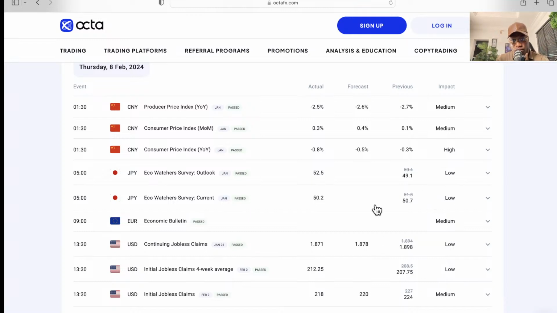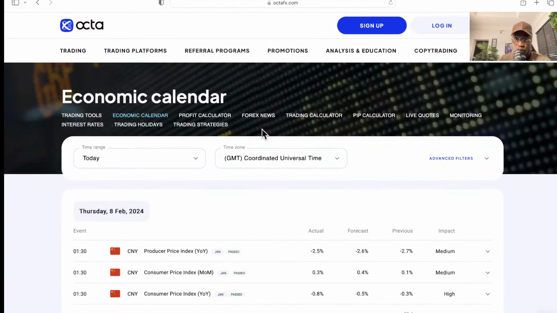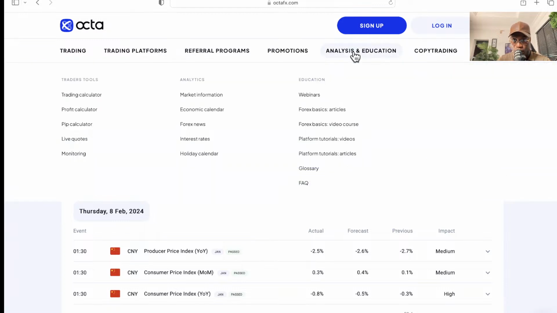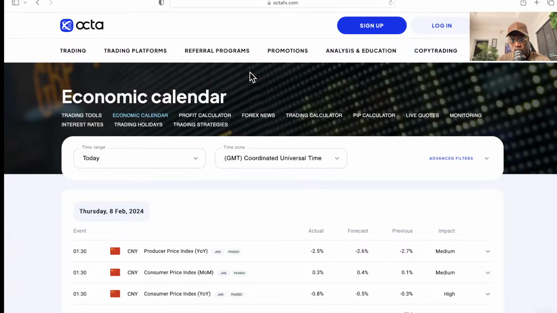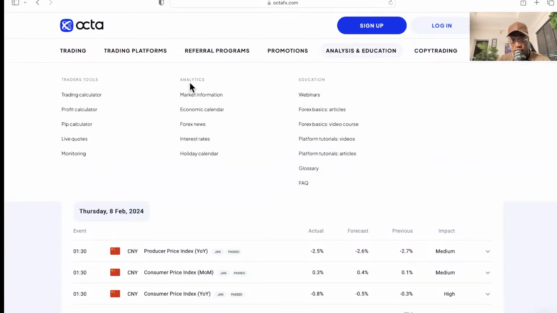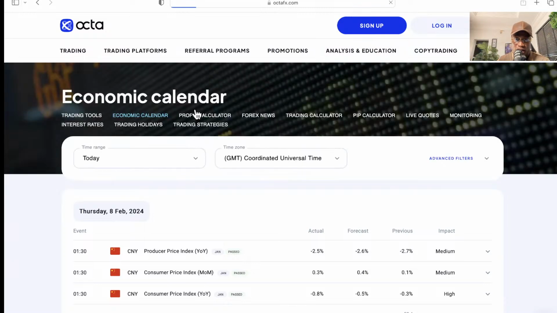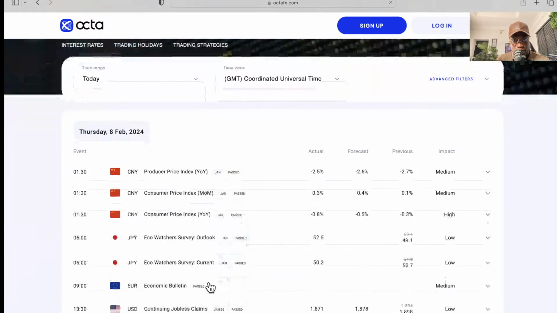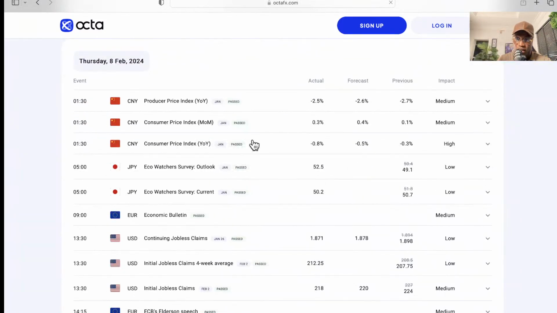So with the economic calendar, this is the Octa economic calendar, and I got here by going to the Octa website, octafx.com, and you come down to analysis and education, and under analysis and education, you want to come down to analytics, right? And here you'd see the economic calendar, so you just click on that, and it opens, right? And then you have access to the economic calendar.